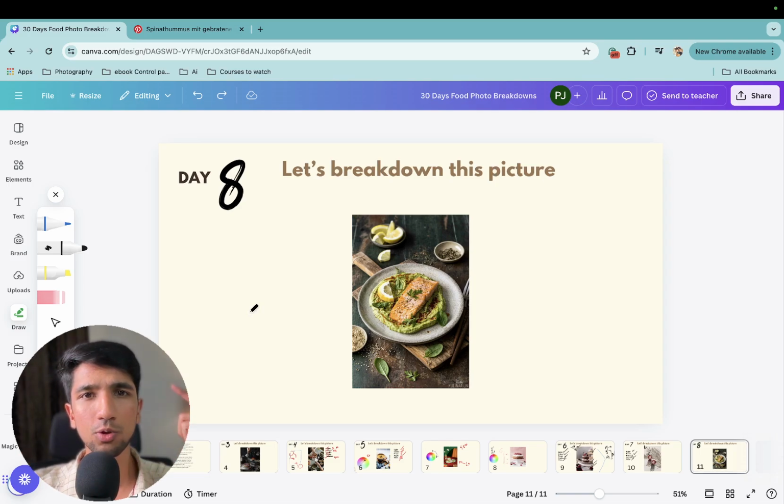So here we have a picture that I've taken from Pinterest. We'll quickly dive right into it and understand where the light is coming from, what props they have used, how you can do it the same way, what the color combination is, and all of that good stuff.